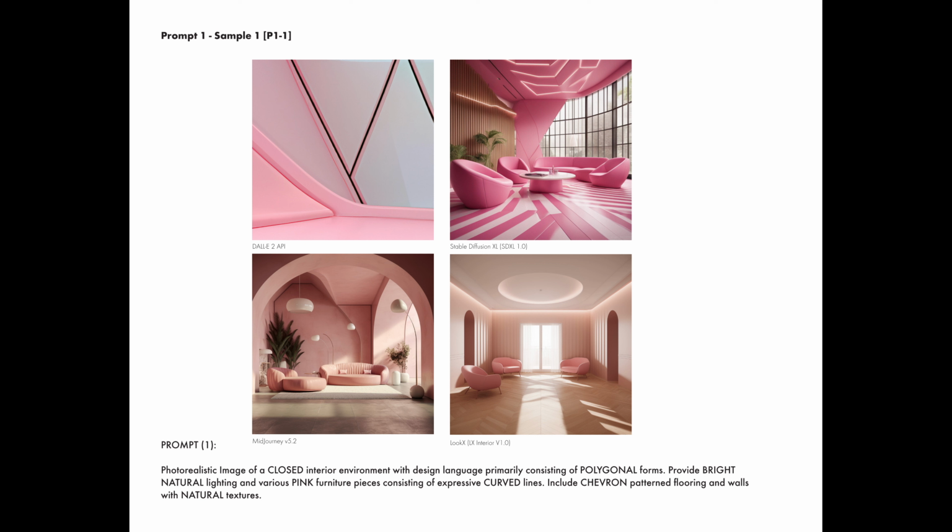The first is the photorealistic image of a closed interior environment with design language primarily consisting of polygonal forms, provide bright natural lighting and various pink furniture pieces consisting of expressive curved lines, includes chevron pattern flooring and walls with natural textures. And so what we see here is first and foremost, DALL-E 2 didn't really give us an interior environment. I suppose this is a closed interior environment, but each one of these, besides DALL-E 2, is able to represent what we're asking, I think, much better. An example being the chevron pattern flooring that's seen in the LookX, and the fact that all the rest were able to actually produce some pink furniture.